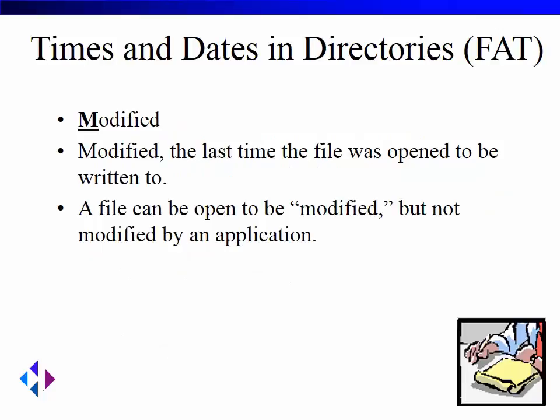So let's start off with the modified dates and times in a FAT directory. A modified date and time is basically when that file was last opened to be written to. Now remember, a file can be modified but not modified by an application.